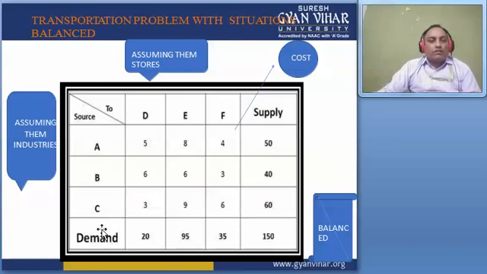For the least cost method problem, this is the source and this is the destination, and this column relates to the supply, and this is the demand. Assume these are the stores and these are the industries. Sources are industries and destinations are stores.